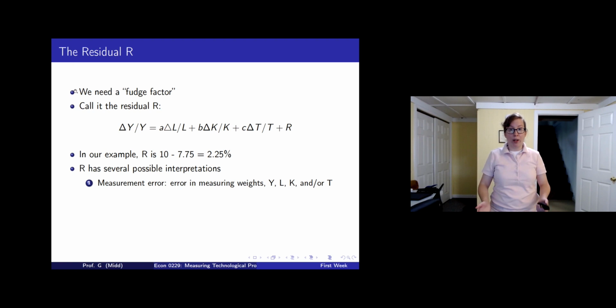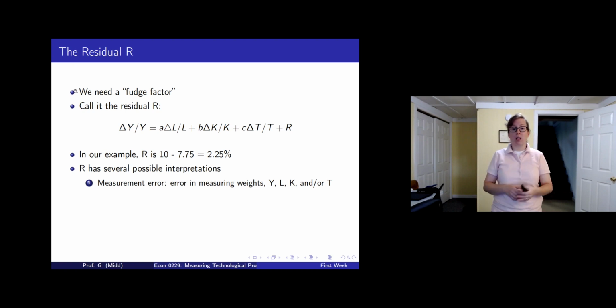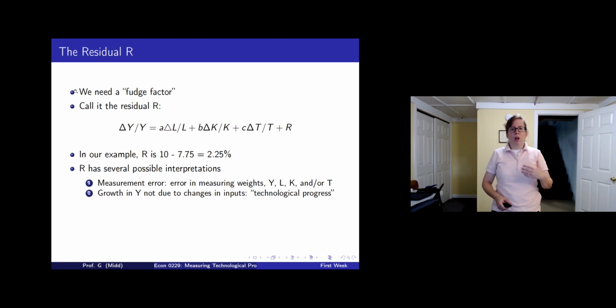What is this thing? Okay, well, one thing it can be is just measurement error. In other words, there's a mistake in the data or there's some noise in the data. And this could be introduced from several places. There could be some noise in the weights, in our measures of output, collected from some old manuscript somewhere or something, or in our measures of the inputs. But there's another way to get out more than you put in, essentially, to get out more than you would have thought. And this could be technological progress.